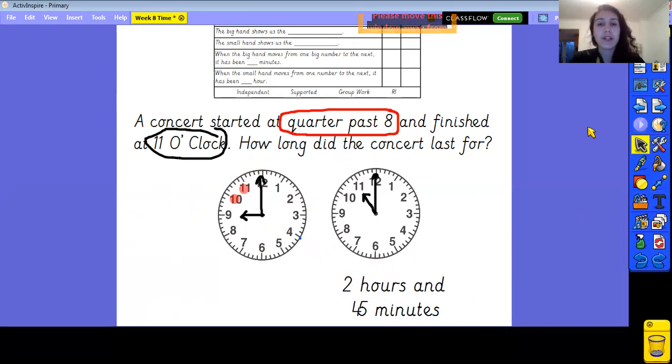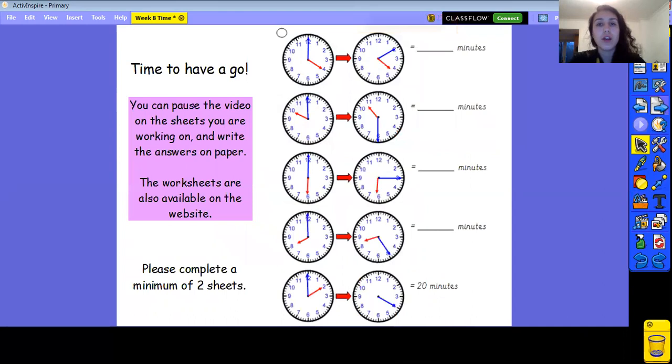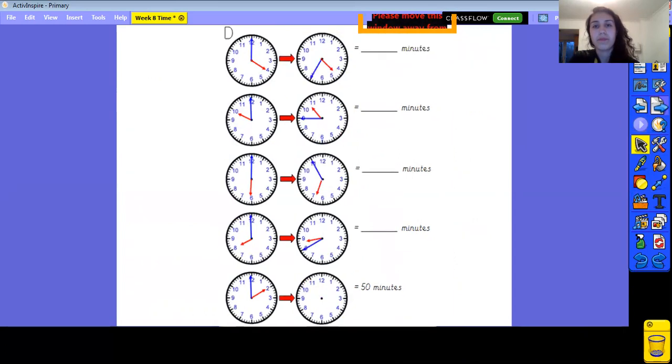This is not for everybody. This is just for those of you who feel really, really confident with this objective. So the circle sheet is starting with the o'clock and moving less than 30 minutes forwards. You can see here it's telling you to do it in the minutes, and then there's a little challenge at the end. This has been 20 minutes. 20 minutes has gone by. Can you put the hour hand on?